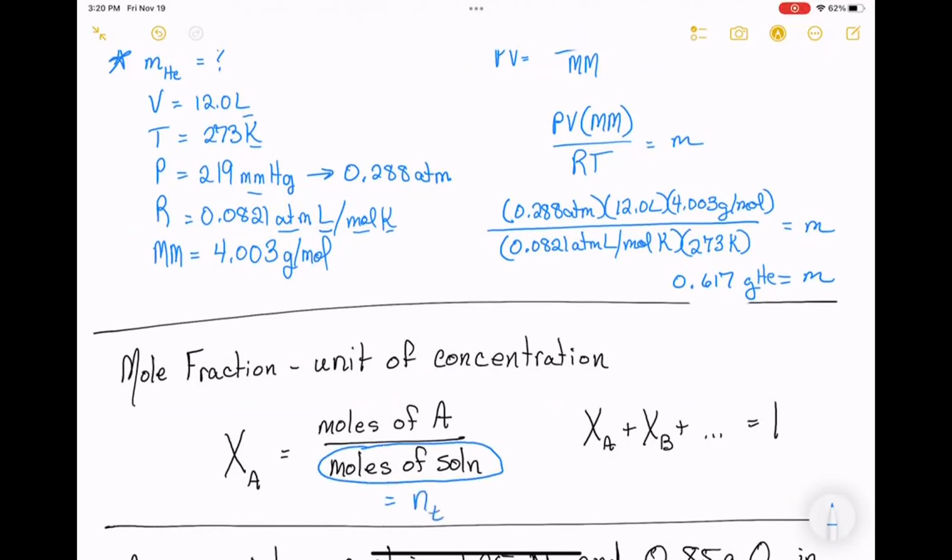Now, once we get mole fractions, your mole fraction of A plus your mole fraction of B plus however many is going to equal 1. So all of the mole fractions together equal the value 1. Mole fractions do not have a unit. They're just a decimal.